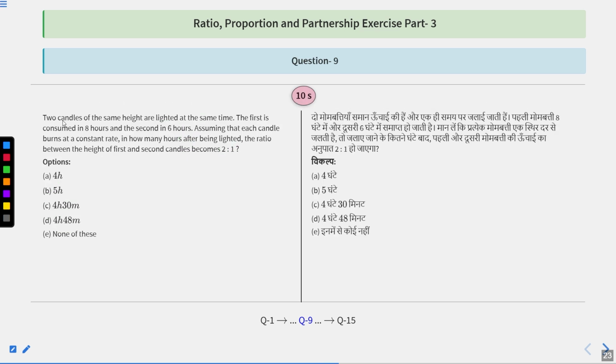Next one. Two candles of the same height are lighted at the same time. The first is consumed in 8 hours and the second in 6 hours. Assuming that each candle burns at a constant rate, in how many hours after being lighted does the ratio between the heights of the first and second candle become 2:1? You have 5 options and 10 seconds to analyze the question. Your time starts now.